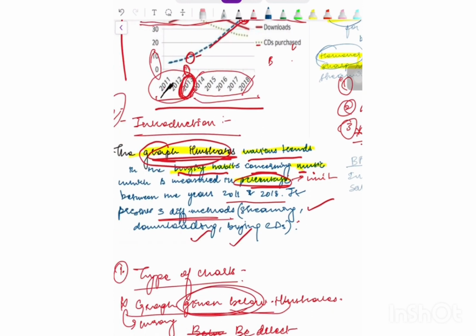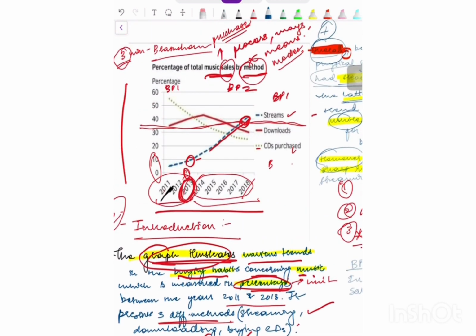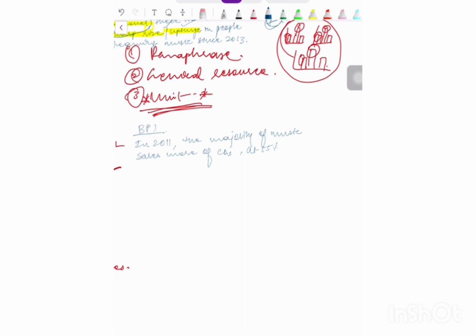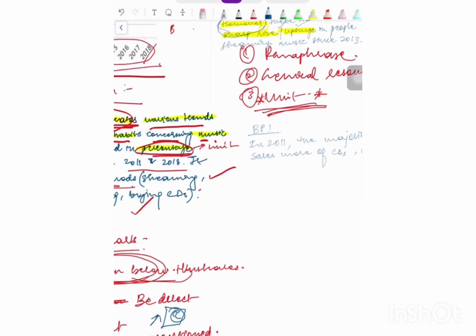So you see how you have to write now. This is precisely 55%. Do you see how you have to write the data as well with whatever you're writing? So in 2011, the majority of music sales were of CDs at 55% of all sales. Of all sales. You always have to look at how you punctuate the sentence.